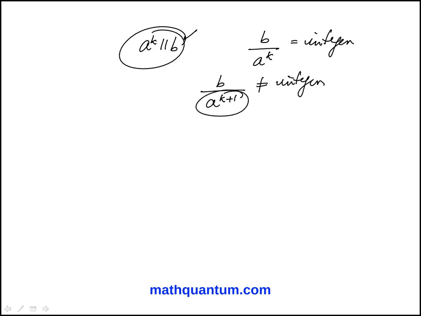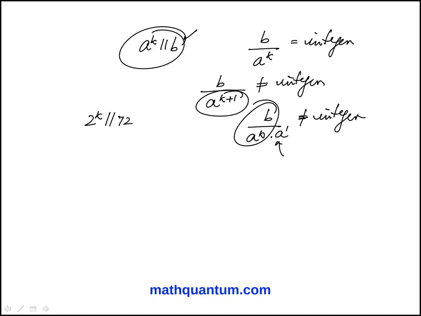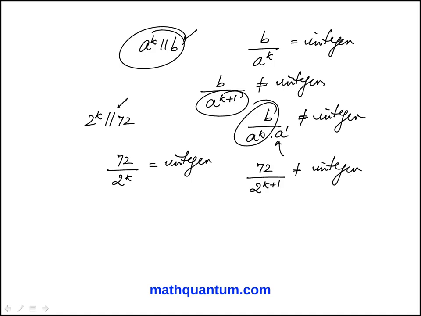Now, essentially, you can think of this as really a to the k times a to the 1. That's not an integer, which means that this resulting number is not divisible by a. So that's the interpretation. But here we're told that 2 to the k parallel, I'm just going to call the symbol parallel, 72, which means that 72 over 2 to the k is an integer, but 72 over 2 to the k plus 1 is not an integer. The question is, what is k equal to?